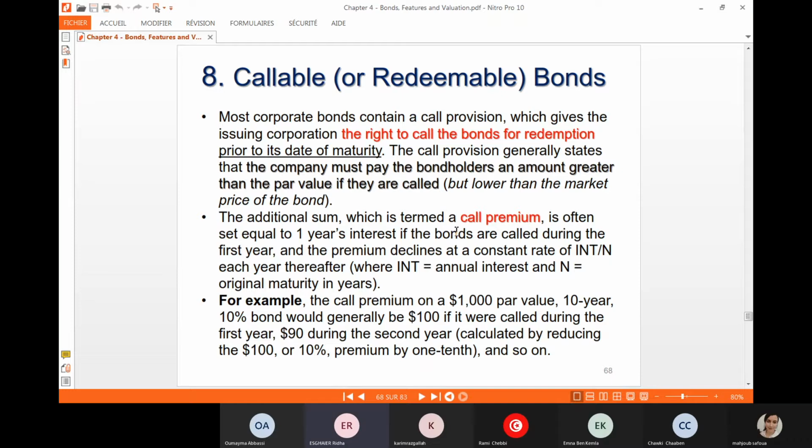To encourage investors to buy these callable bonds, the companies, when they call their bonds, they pay a call premium.